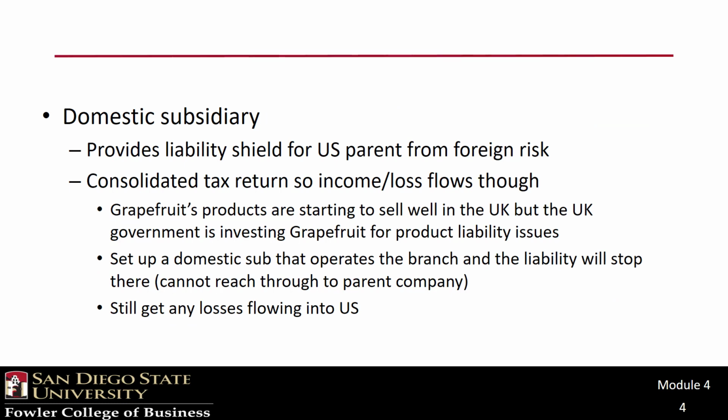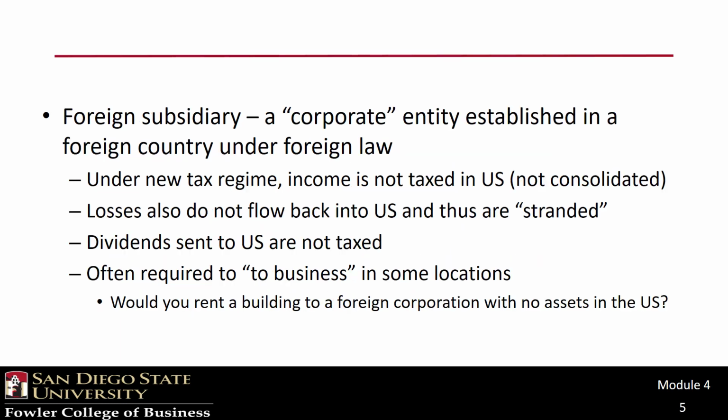As the business continues to grow, often the U.S. parent will establish a domestic subsidiary to hold the branch. This is done for a couple reasons, one of which is, of course, it provides a liability shield to the U.S. parent for anything that might go wrong under foreign law. There's a pretty good chance that the domestic sub remains a part of the consolidated tax return, so again, income and loss flows right through to the parent.